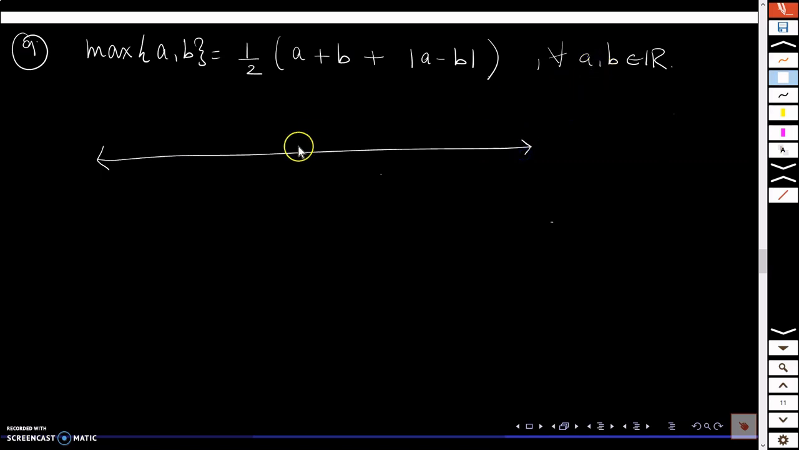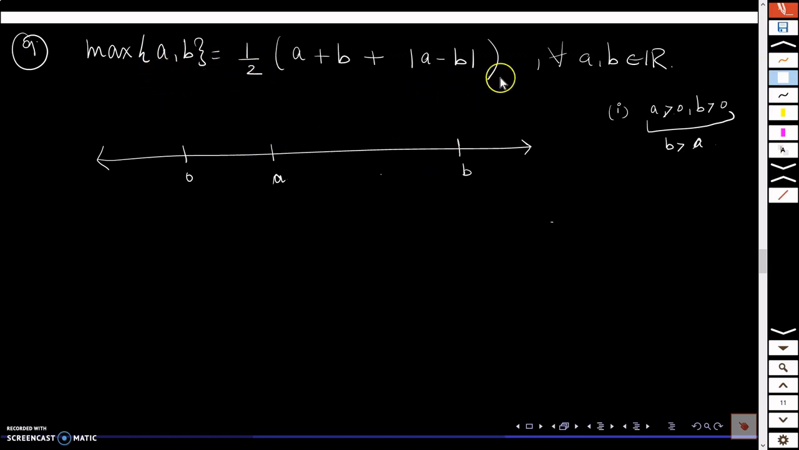So a and b are any two real numbers. One case could be that both a as well as b are positive. In this I'll assume that b is bigger than a. So let's say b is somewhere here and a is somewhere here. From here it's clear that the maximum of a and b is b, right? So our left hand side, maximum of a and b, is b.